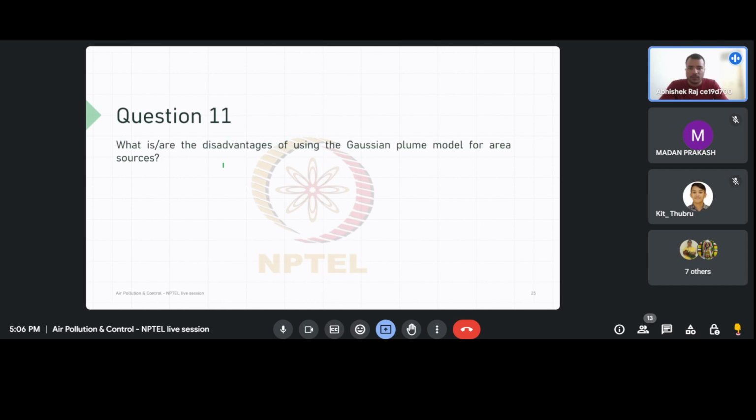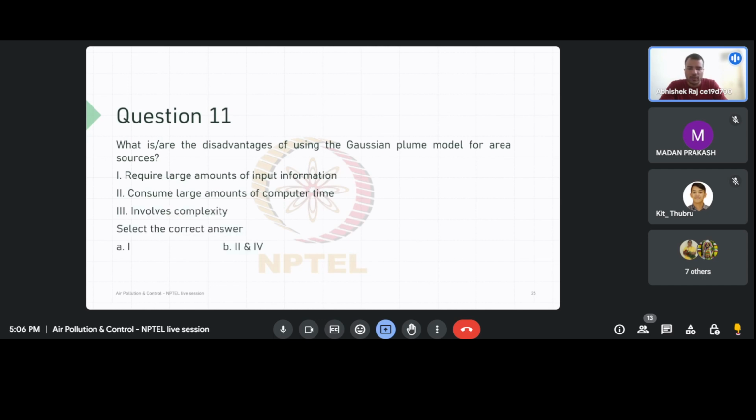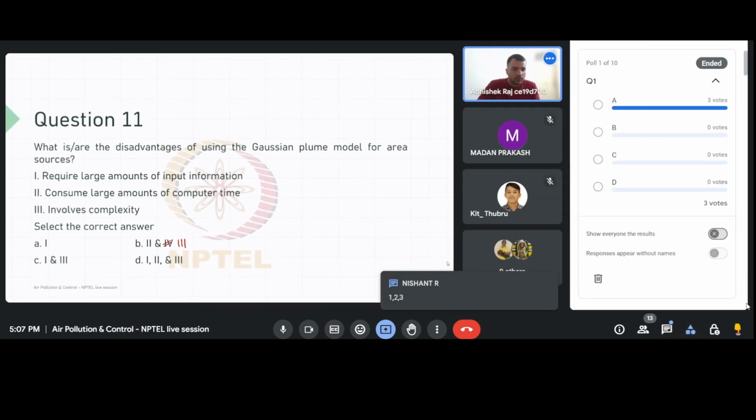Moving to question 11. What are the disadvantages of using the Gaussian plume model for area sources? Requires large amounts of input information, consumes large amounts of computer time, involves complexity. So we have to choose. Option A is 1, 2, and 4. I think there is no 4 here. 1 and 3, 1, 2, and 3. Let's correct this here. This should be 2 and 3. So drop the poll.